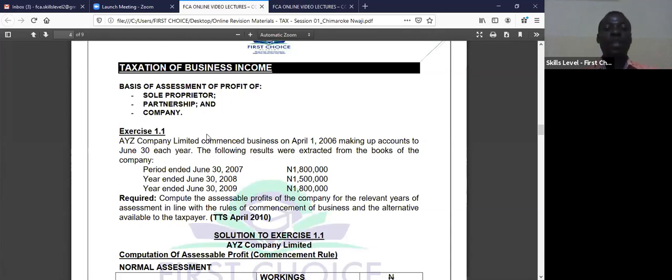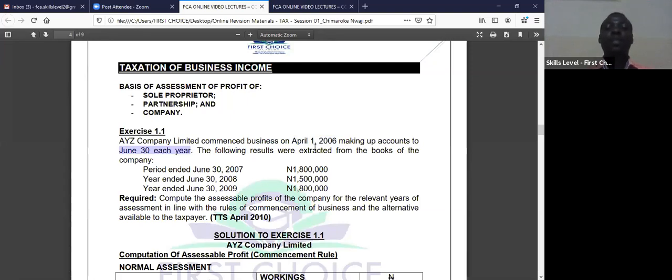XYZ company commenced business. So the words commenced business here show that it's the commencement rule we're going to use. Now, this date it commenced business, April 1, 2006, is important because we are going to use it twice. Making up accounts to 30th June every year. This end of accounting date is also important because it is how the account statement will be presented as at that day.